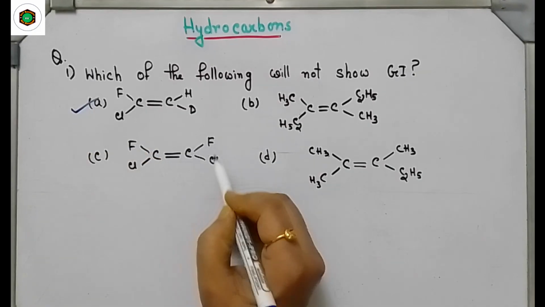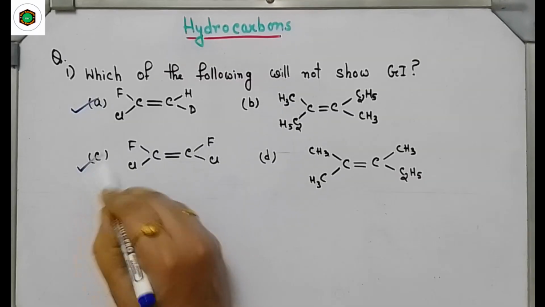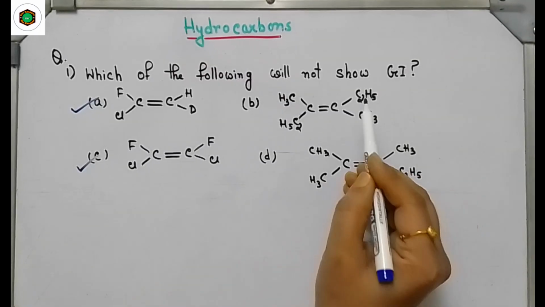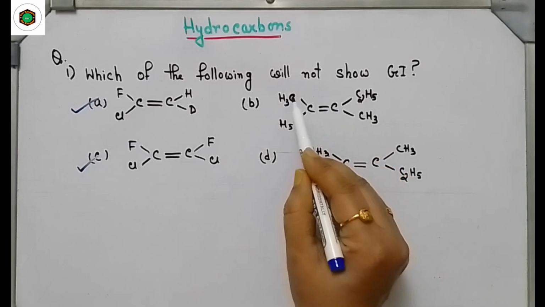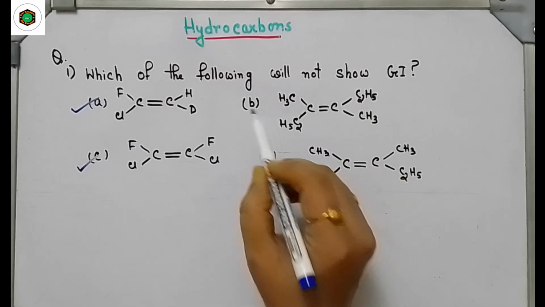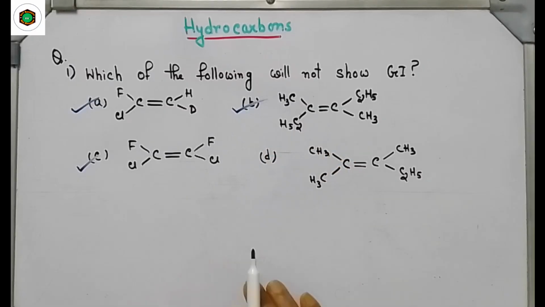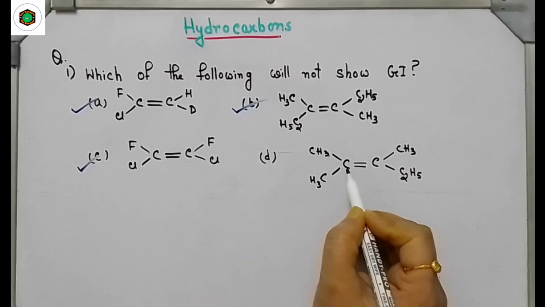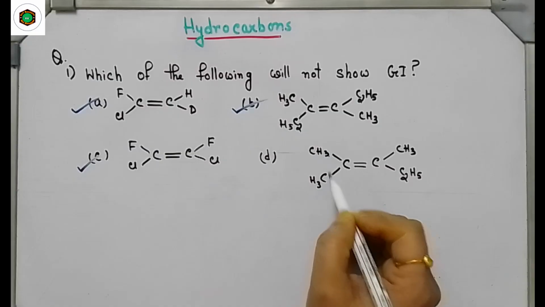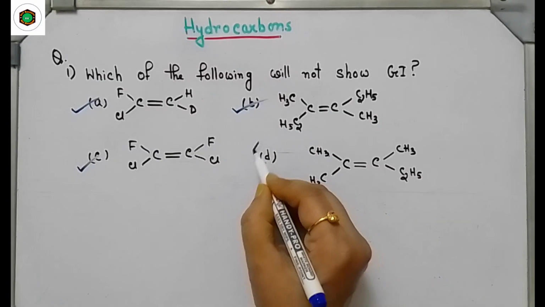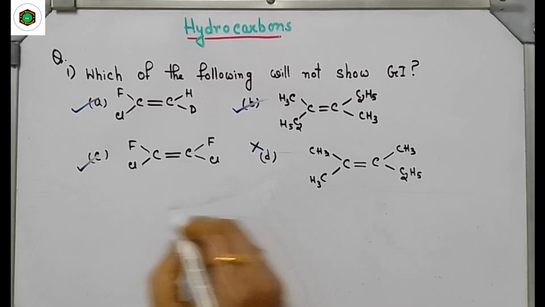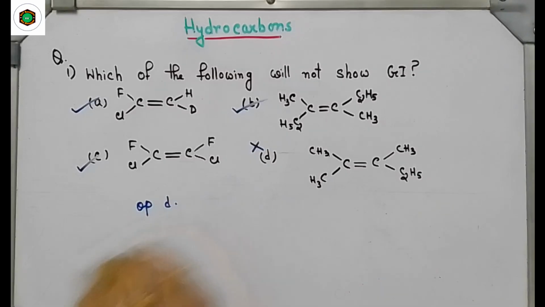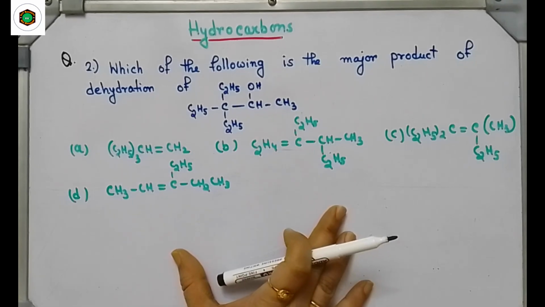Here on each carbon different groups are there, so it will show geometrical isomerism. Here on each carbon different groups are there. Here methyl, here ethyl, here methyl, here ethyl. So it will show geometrical isomerism. But here on these double bonded carbon two same groups are there. Therefore it will not show geometrical isomerism. Therefore option D is your answer. Option D.